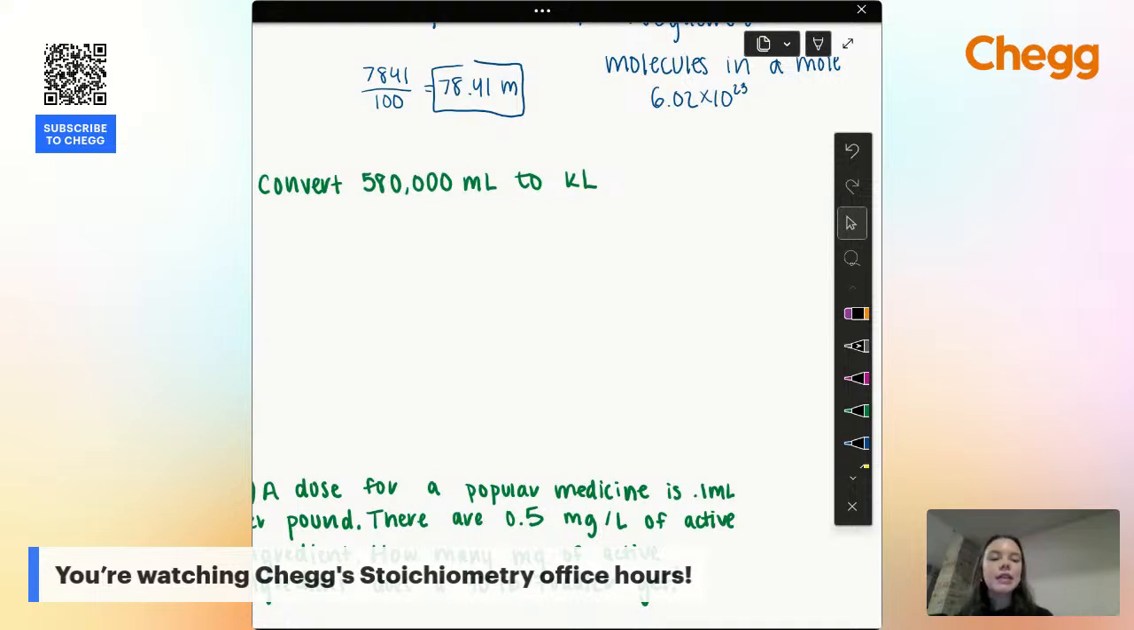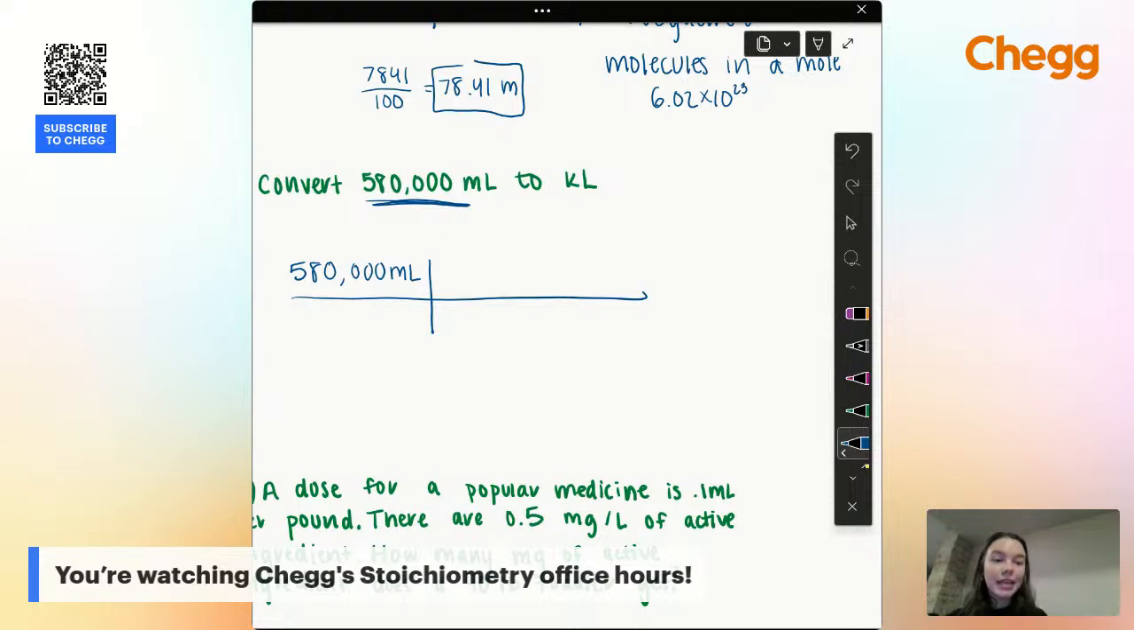So this one is a little bit more complex. It's a two-step conversion. We started off with some easier conversions, and these are going to be a little bit more difficult. So we start out with what we're given. We are given 580,000 milliliters. So I write that. And then I need to know, what am I getting to? I'm going to get to kiloliters. So I put my kiloliters at the top because that's what I'm going to end with.